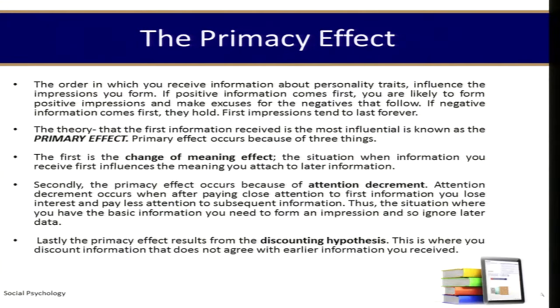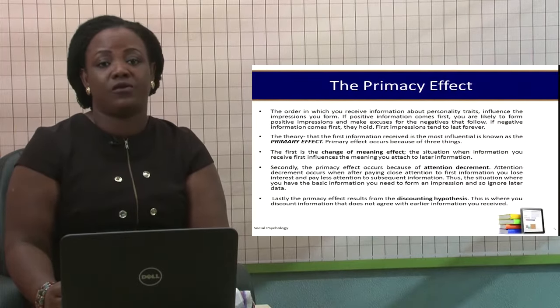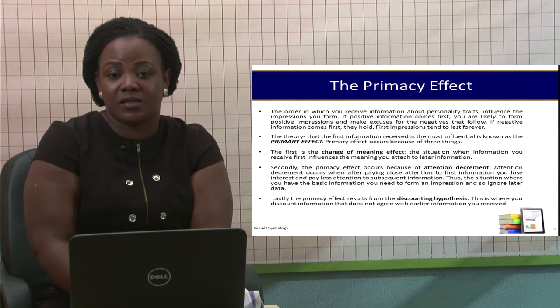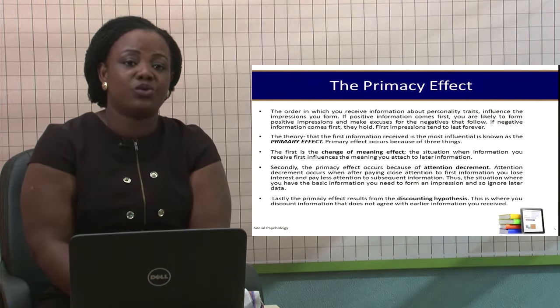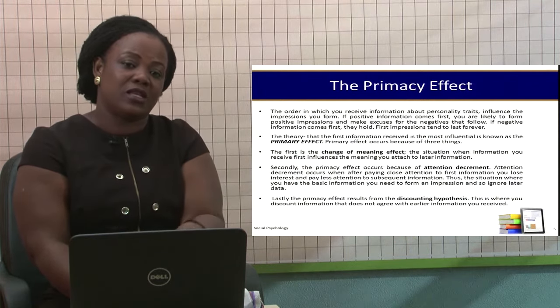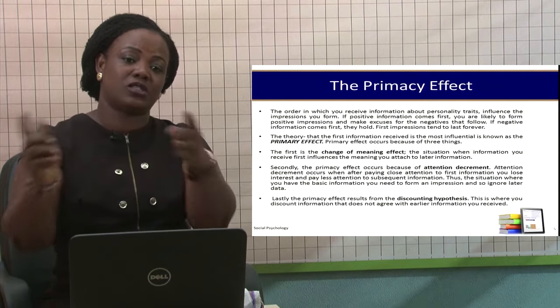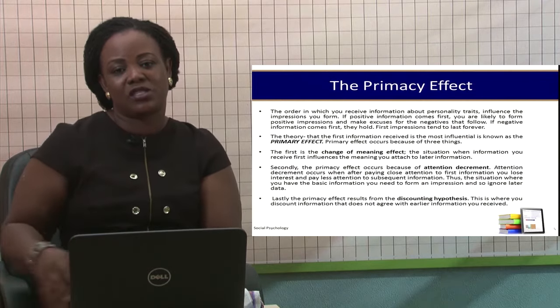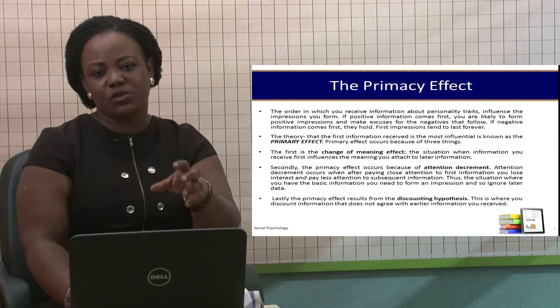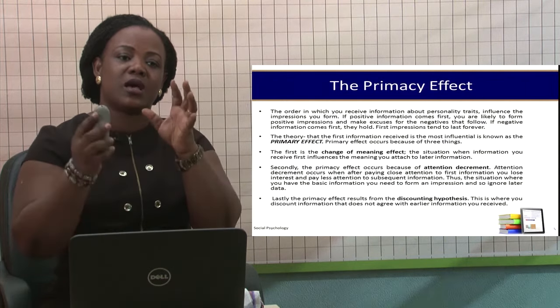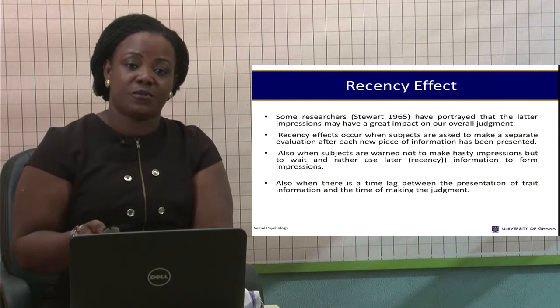Then lastly, the primacy effect occurs because of the discounting hypothesis. And this is where you discount information that does not agree with the initial information you receive. So if you receive certain information about somebody, that the person is a rude person, and later you realize that the person is not rude, because you are tending to dwell on the initial information, even if you get subsequent evidence that suggests the person is not, because it's not in tandem with the initial information, you tend to discount the latter information. So the primacy effect would happen when these conditions are present, and people tend to form impressions based only on the first information they receive.